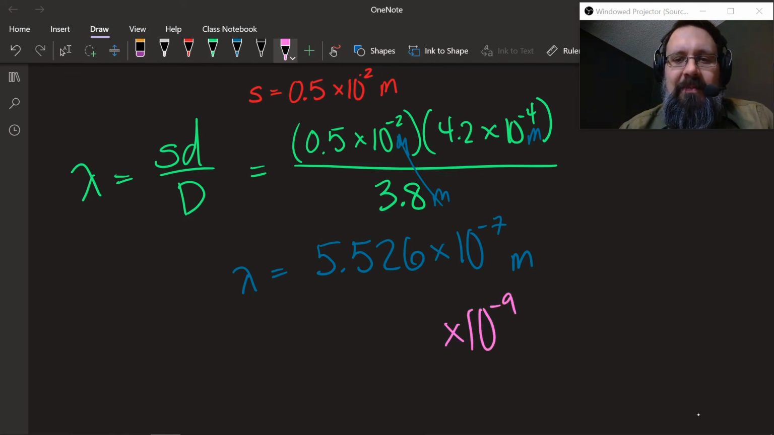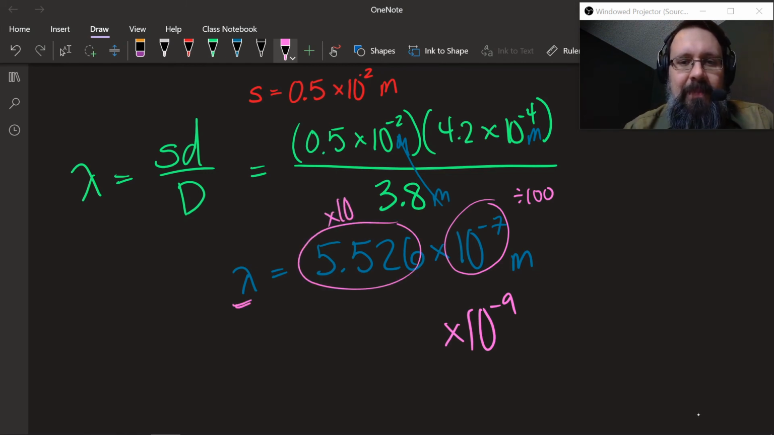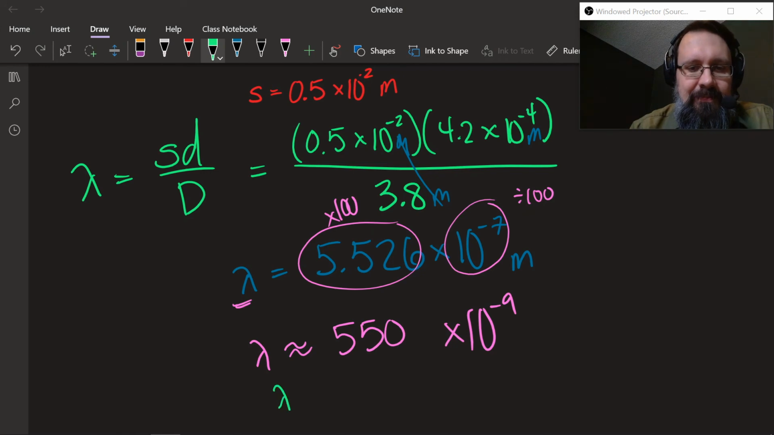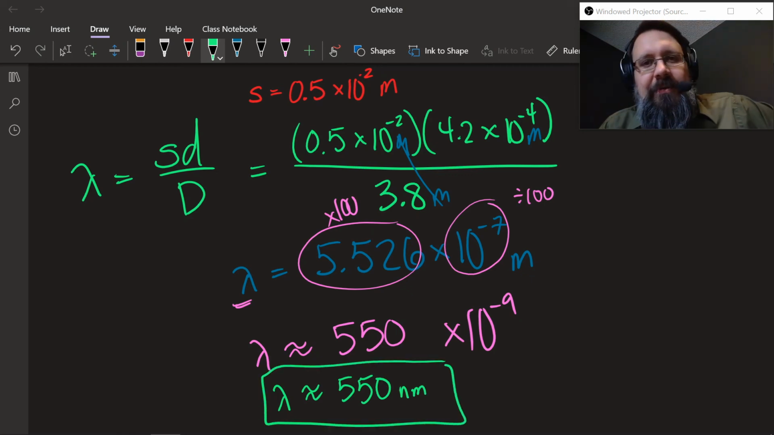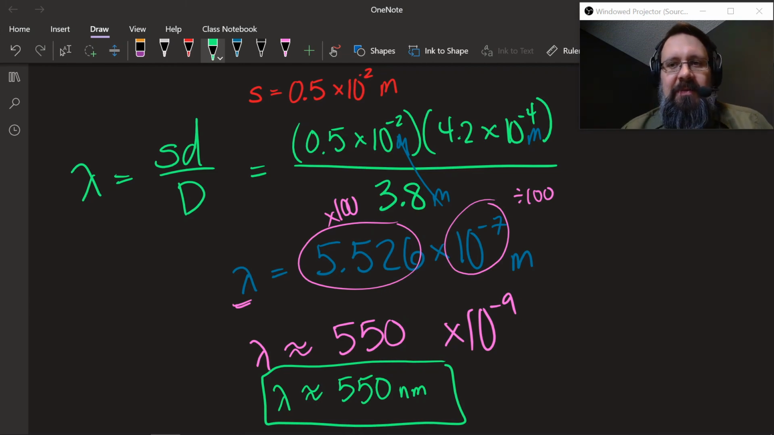So if we divide this by 100 to make that negative 7 into a negative 9 so that it's in nanometers, but we don't want to change the measurement of the wavelength, then we need to multiply the front number by 100. So that would give us a wavelength of about 550 nanometers. So generally for visible light, we'll use in the hundreds of nanometers.